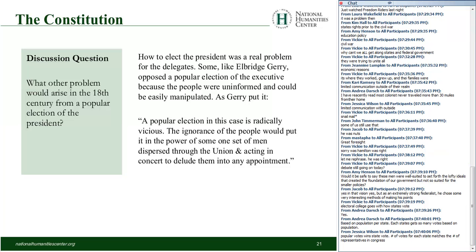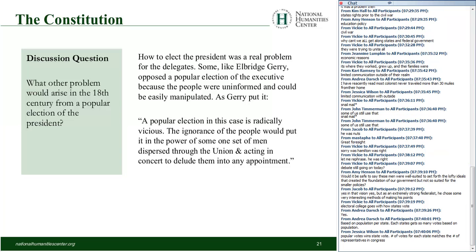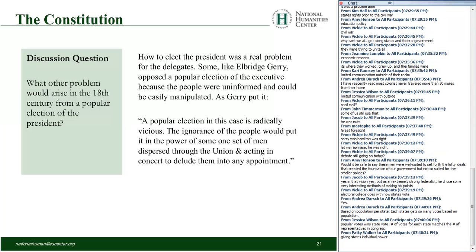But why have it? Why not have the voters? And I don't want to say the people because the people couldn't vote, but the white men who owned property who were eligible to vote. Why didn't they just say, okay, let them elect the president? Elbridge Gerry, as you can see, said that it referred to the ignorance of the people.